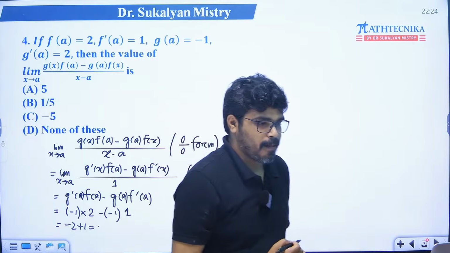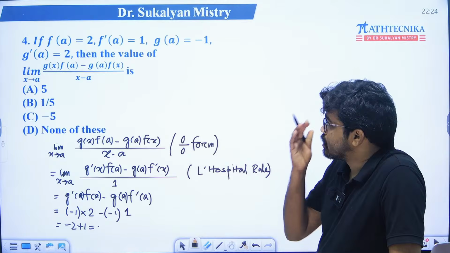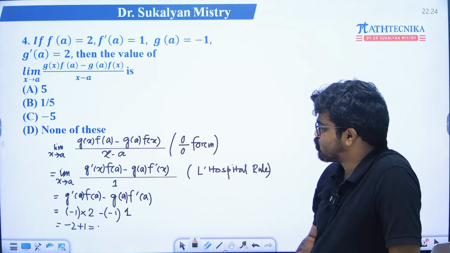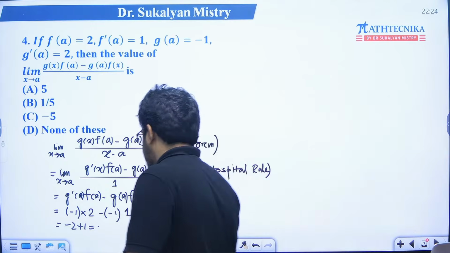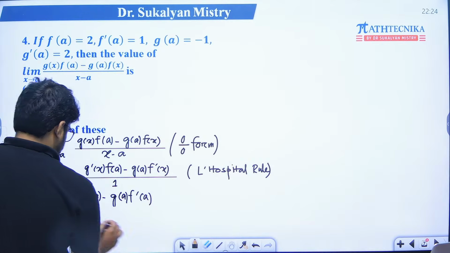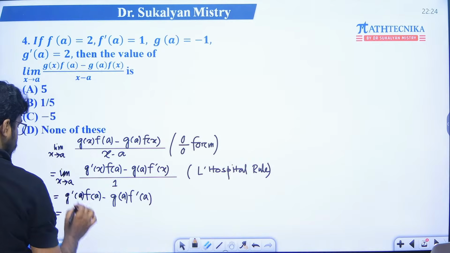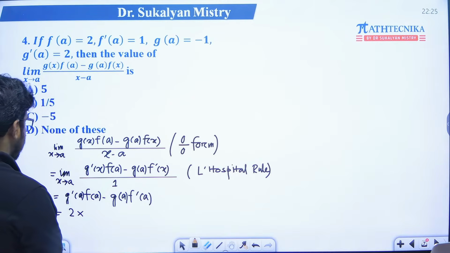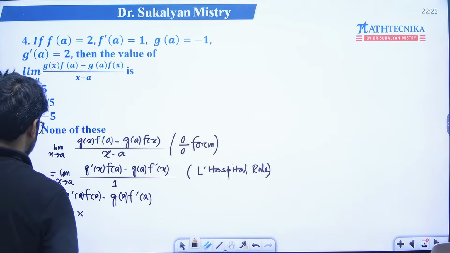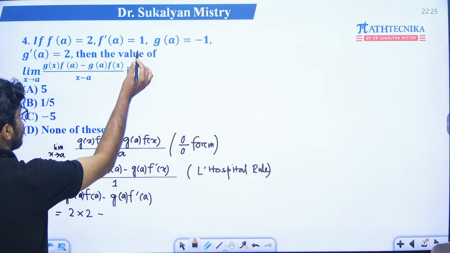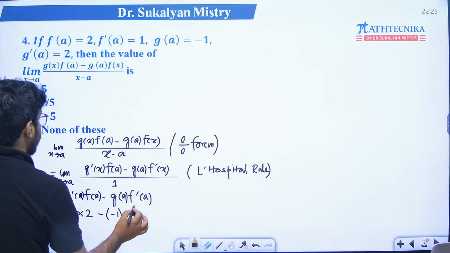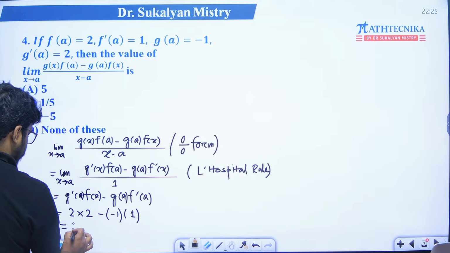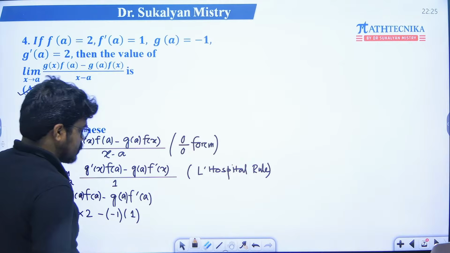Did I make a mistake somewhere? g dash a is 2, right? fa is 2, g dash a is 2, sorry. So g dash a into fa is 2 times 2, minus ga is minus 1, f dash a that is 1. So 4 plus 1 that is 5. So option A is the correct answer. Okay?